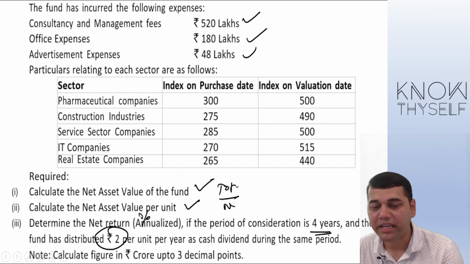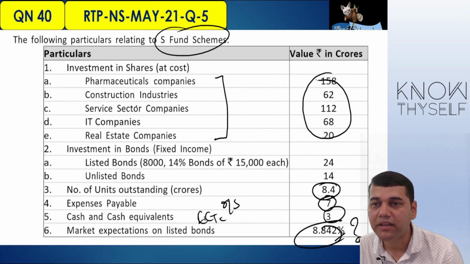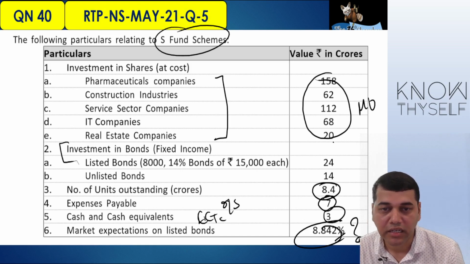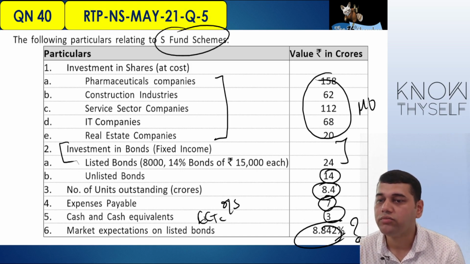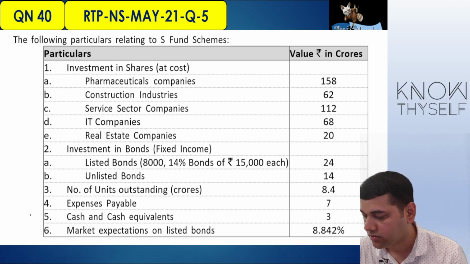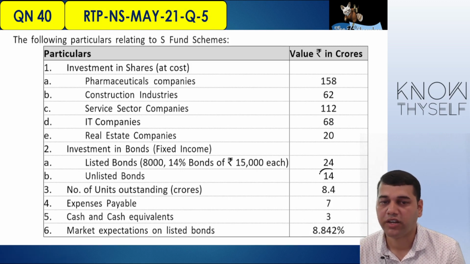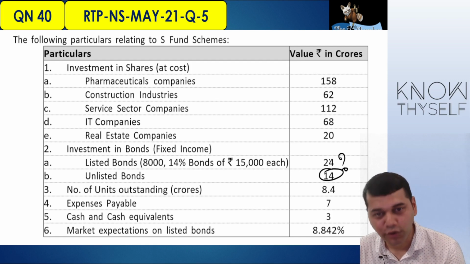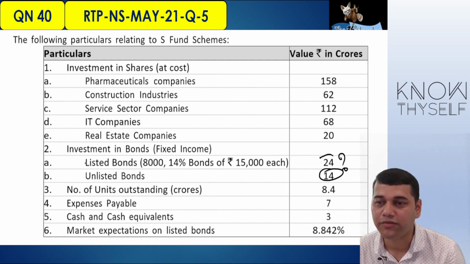Now, to calculate NAV, they have given me the market value. What is my market value of investment in listed bonds? Unlisted, have they told you? If they don't tell you, what will you consider? Cost. 14. But what is the market value of listed bonds? So how do you find out the market value of listed bonds?